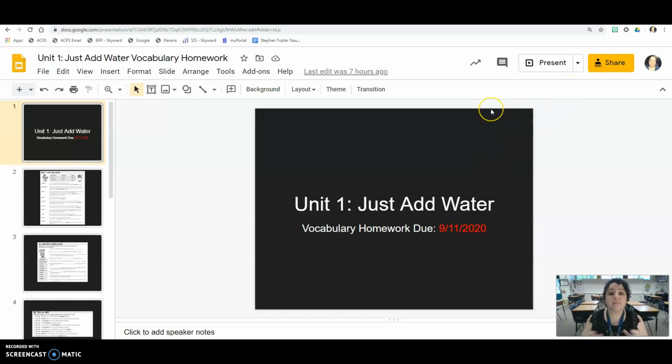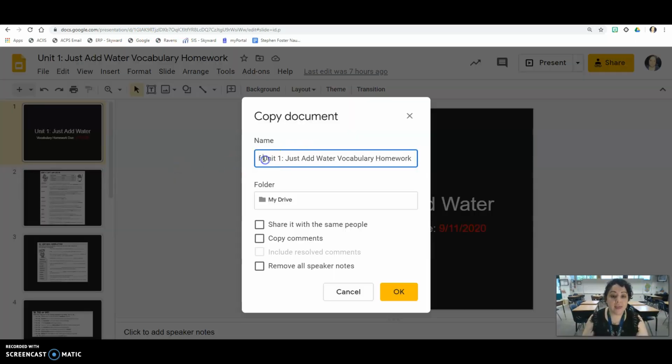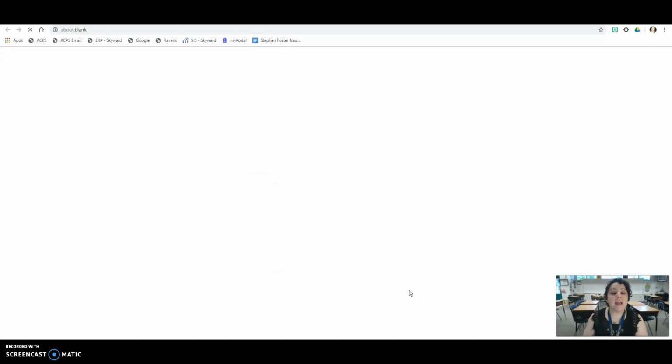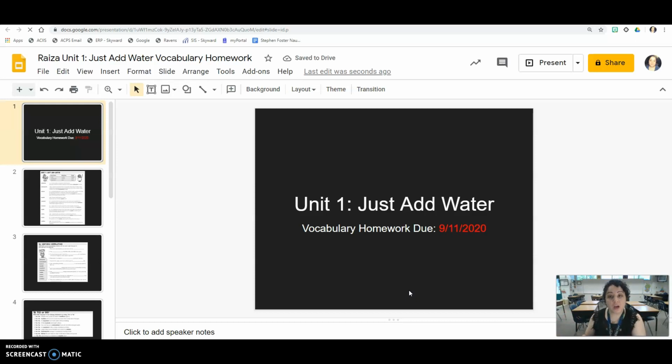So what I'm going to do is to make a copy of this, because I would make copies of homework for each child. Digitally, the students will have to make a copy by clicking on File, Make a Copy of the entire presentation. Then, instead of saying copy of, they can write their name in front of it. So this will be Rises, Unit 1, Just Add Water vocabulary, and then hit OK. Now they have their own personal copy that they can write in and alter and then share with me to get credit that they've completed their work.